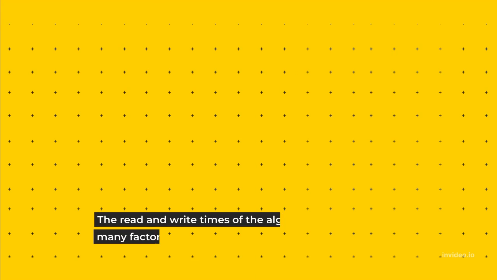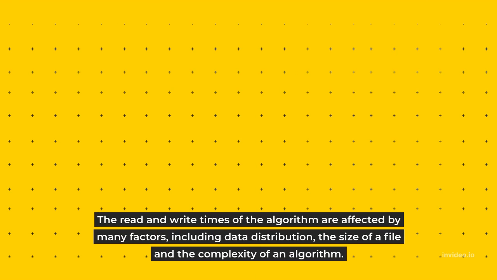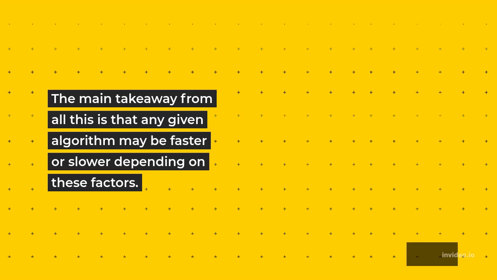Conclusion. The read and write times of the algorithm are affected by many factors, including data distribution, the size of a file, and the complexity of an algorithm. The main takeaway from all this is that any given algorithm may be faster or slower depending on these factors.